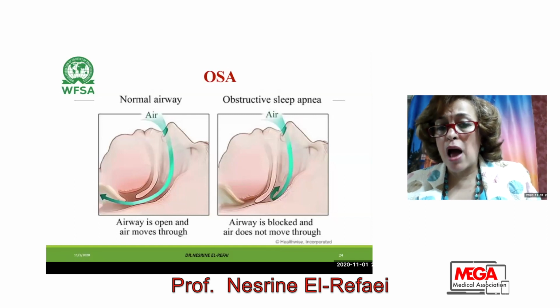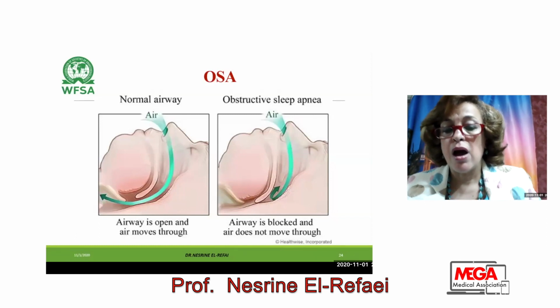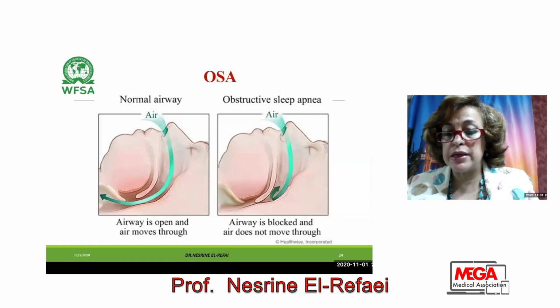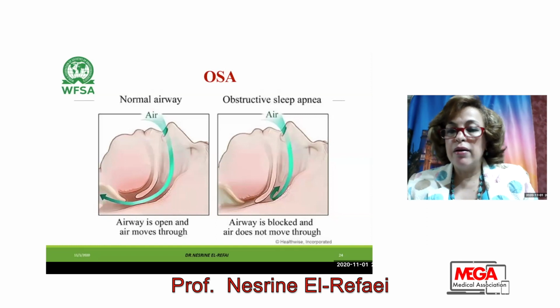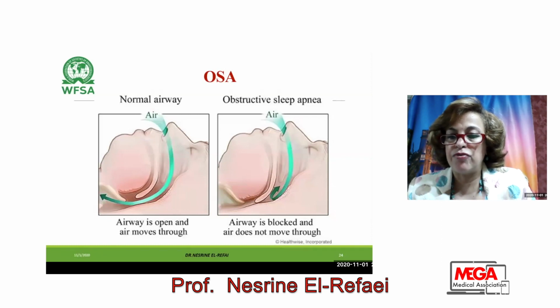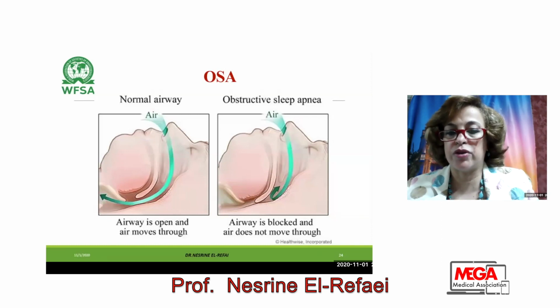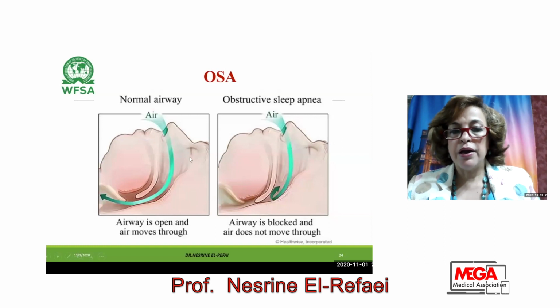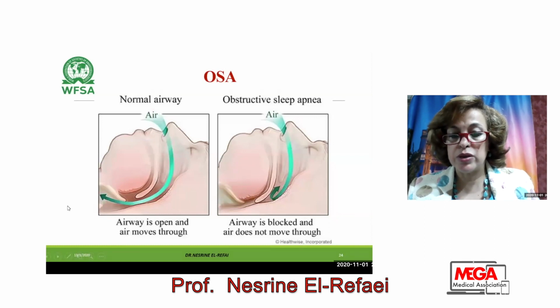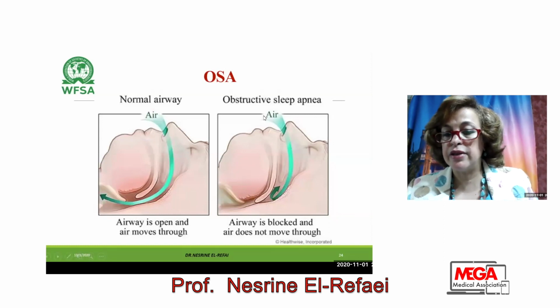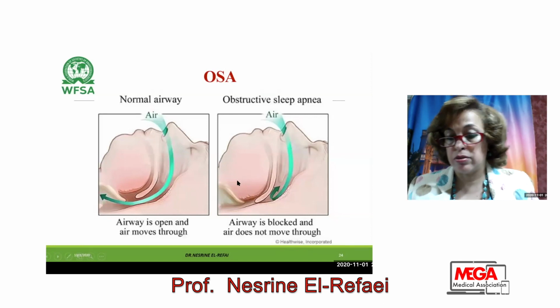Obstructive sleep apnea means the airway is obstructed during sleep due to lax muscles of the pharynx, tongue, and soft tissues. Here is the normal airway, as we see, and in obstructive sleep apnea, the airway is blocked.